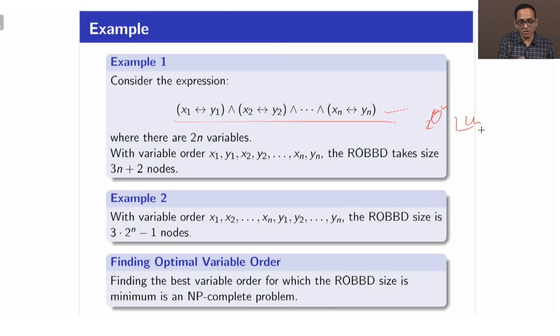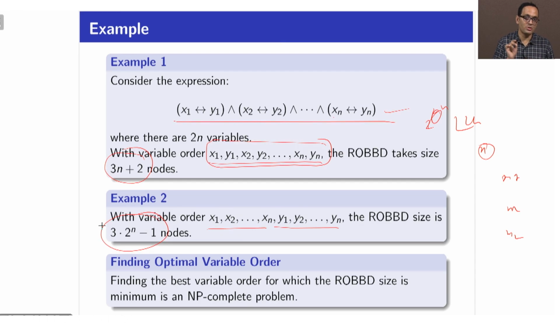So, consider the order x1, y1, x2, y2, up to xn, yn. I have x1 first, then y1, then x2, then y2 and so on. If I consider this order, I get a BDD which has only 3n minus 2 internal nodes. But if I take the order x1, x2 to xn first and then y1 to yn, I will get a BDD where the number of nodes is 3 times 2 to the power n minus 1. So, it is exponential size. This is the order I am talking about.